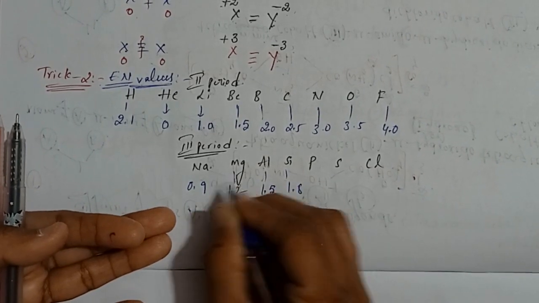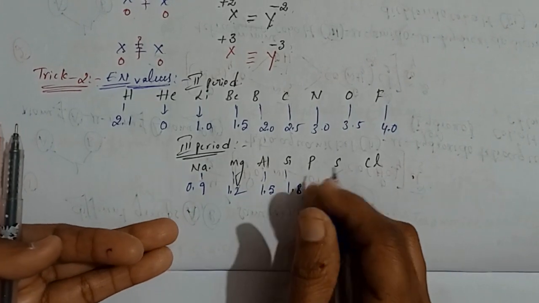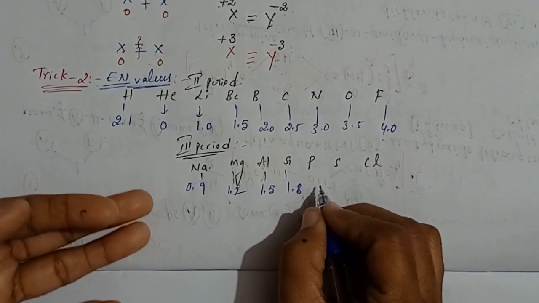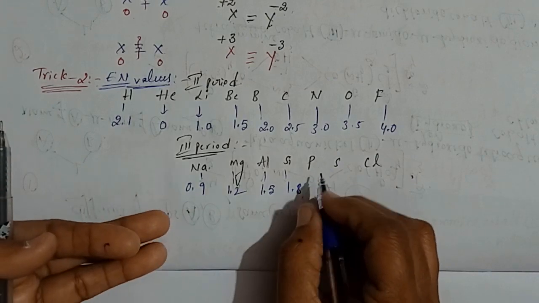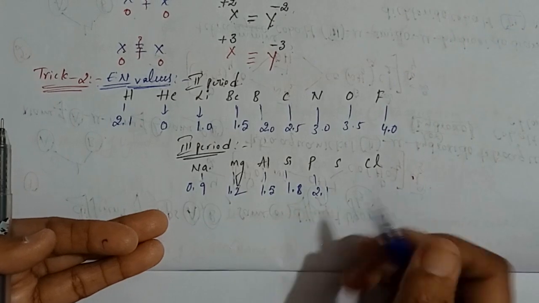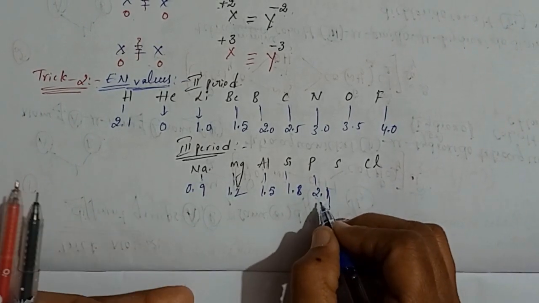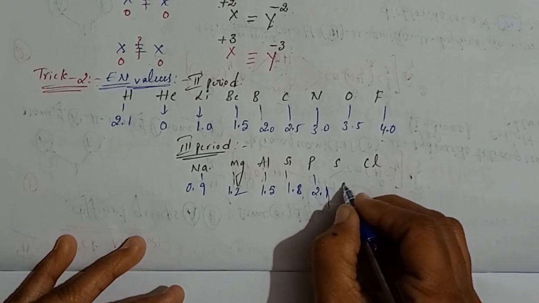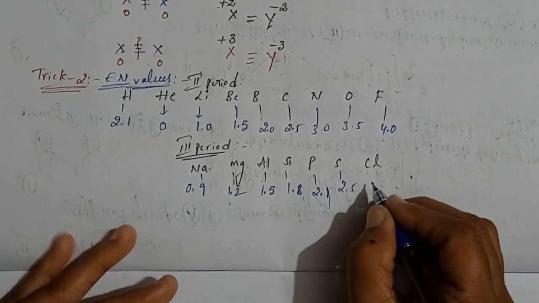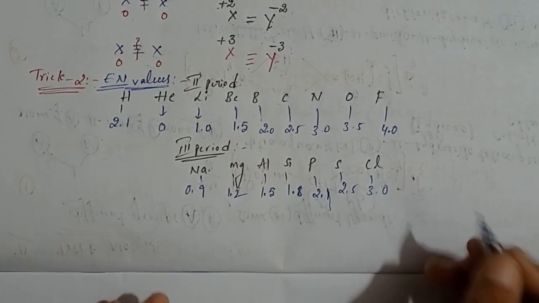Are you clear? Just add 0.3, so 1.8. Again add 0.3. How much will you get, students? 0.3 means you will get the value 2.1. And coming to sulfur, students, here add 0.4, which means 2.5. Clear? Next add 0.5, then you will get the value 3.0.